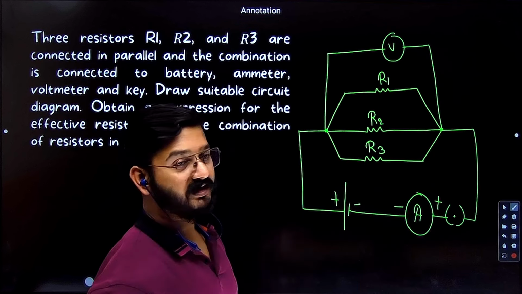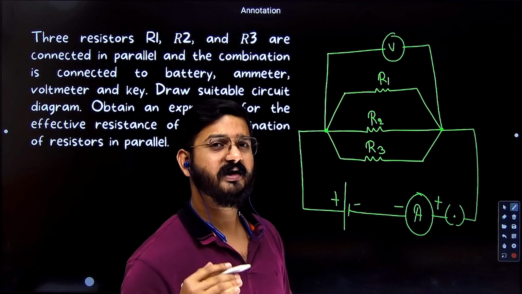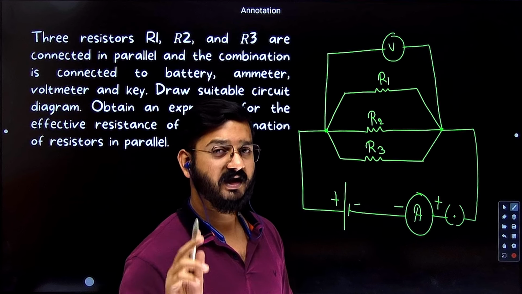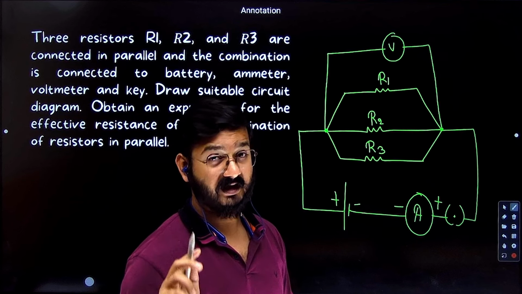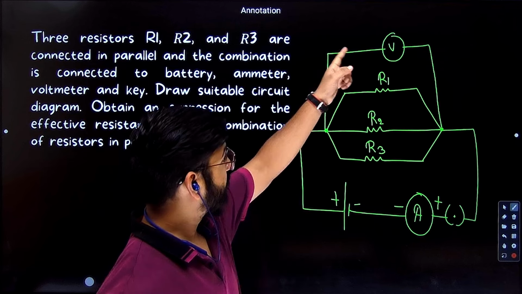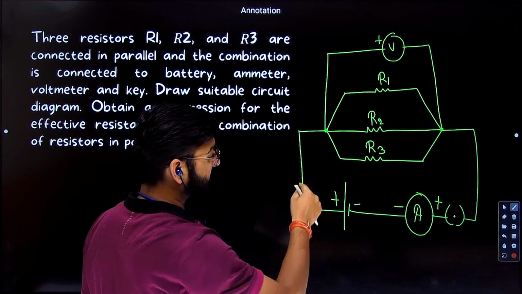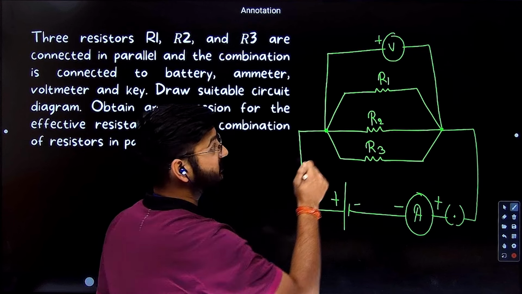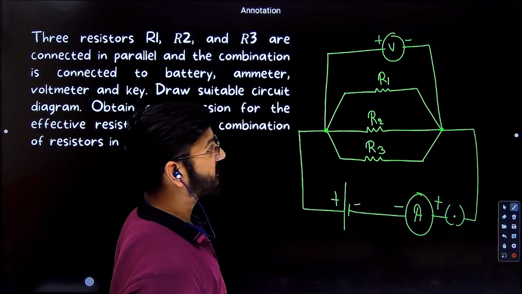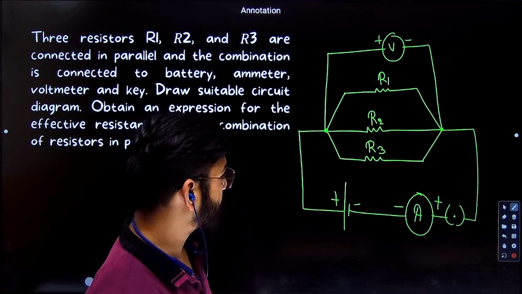What does a voltmeter do? It measures the potential difference across the circuit or across any component of the circuit. And a voltmeter is always connected in parallel, an ammeter in series. Since this is positive, this terminal will also be positive because it is directly connected with the positive terminal of the cell. So this will be negative. This is our simple circuit diagram.